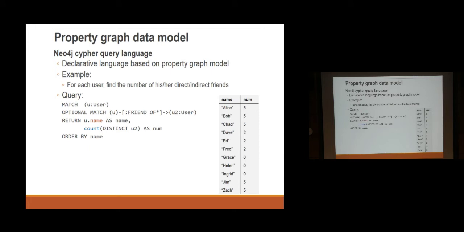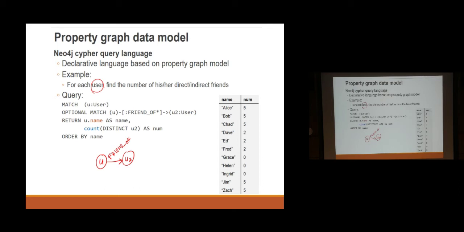So let's try to find one more thing. For each user, you want to find the number of his or her direct or indirect friends. Now, direct friend is easy, right? If you want to just find a direct friend, then you just want to say that there is a node U, there is friends-of with U2. You want to find this embedding within all your data.